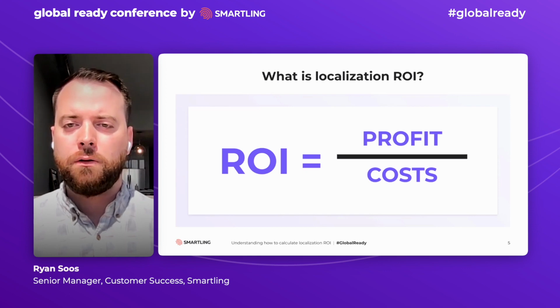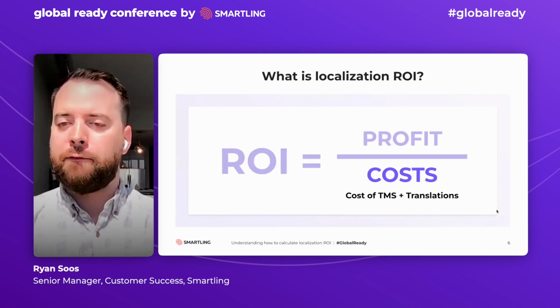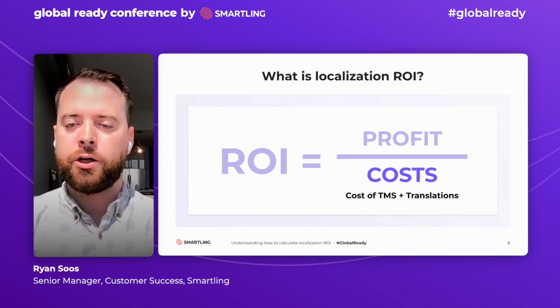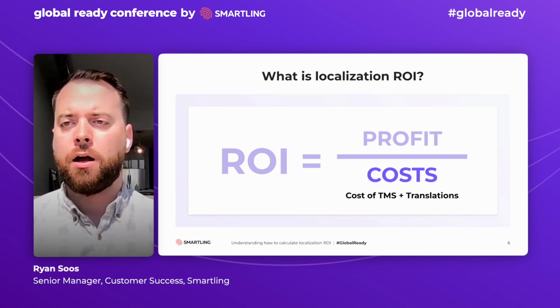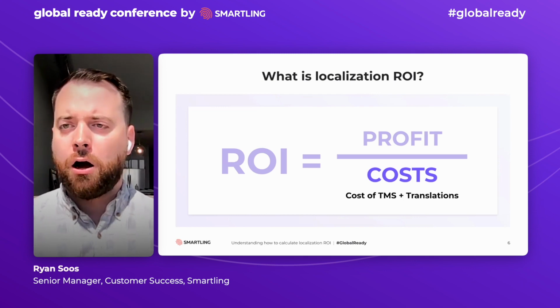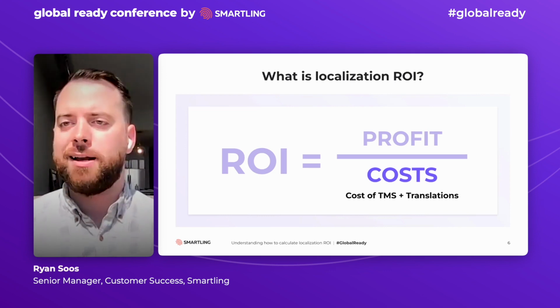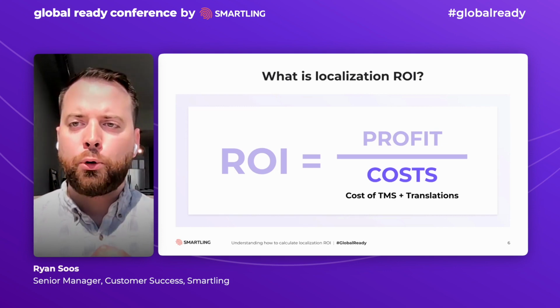So how does localization fit into profit and cost? So cost is pretty straightforward. When we are talking here about cost, what we're going to focus on is the cost of your TMS. So your annual subscription fee, the cost of integrations, and then the cost of actual translations as well. So the translators going in, translating that content, or editors going in, editing that content, or maybe you use some other model like machine translation. What is the cost there? So those are the costs, and the costs are pretty simple to calculate.